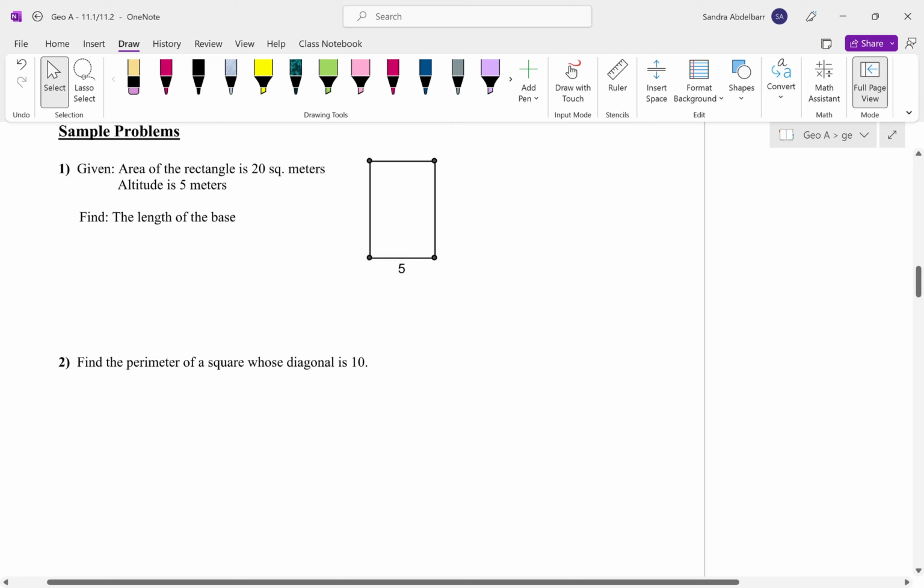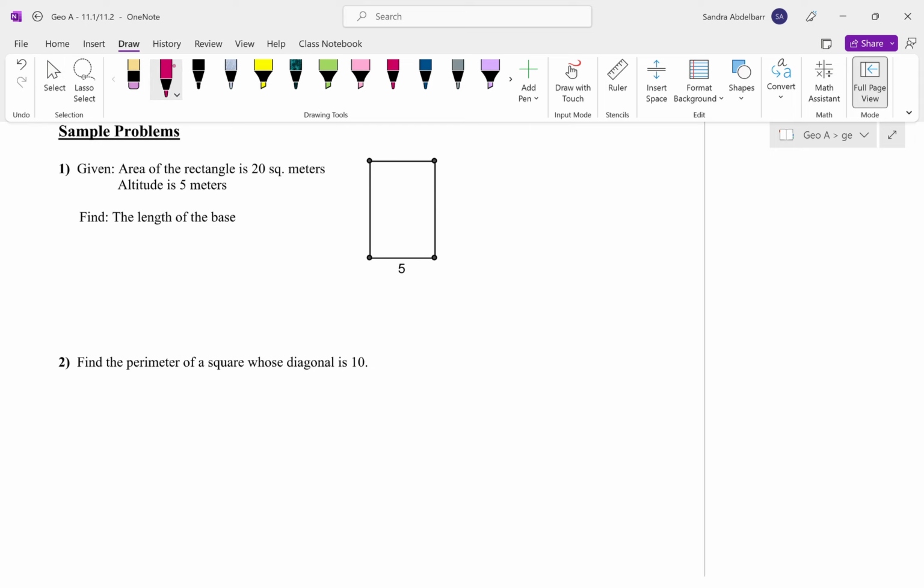All right, let's do a sample problem. Given the area of the rectangle is 20 square meters, the altitude is 5 meters, find the length of the base. Now, some of you might be saying, well, why did you label the altitude here? Shouldn't this side be the altitude? It does not matter. Why?